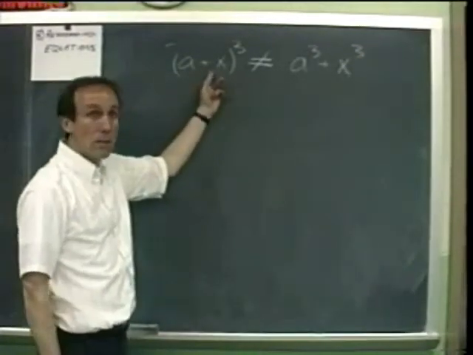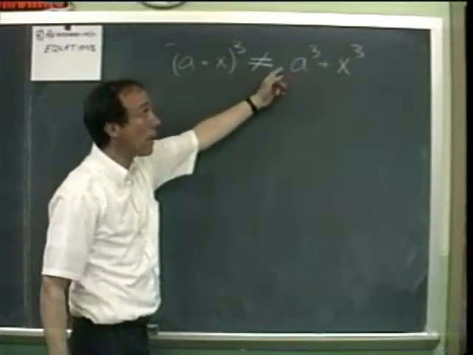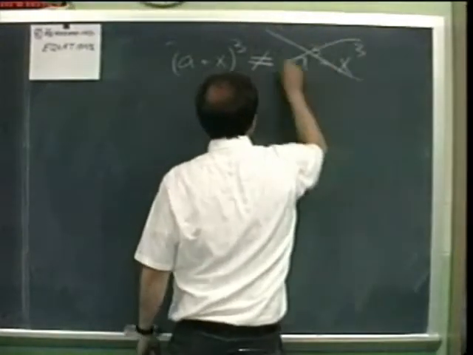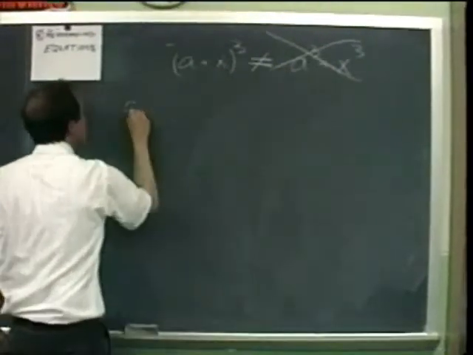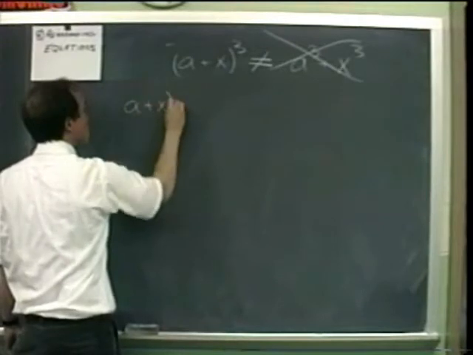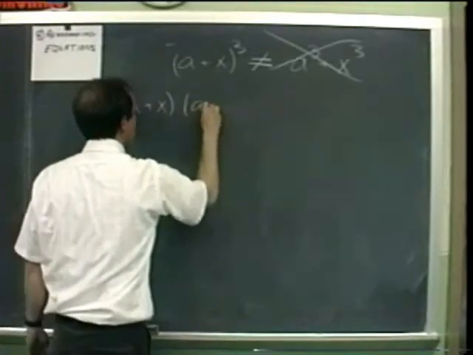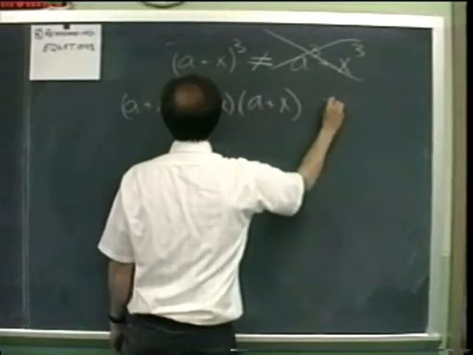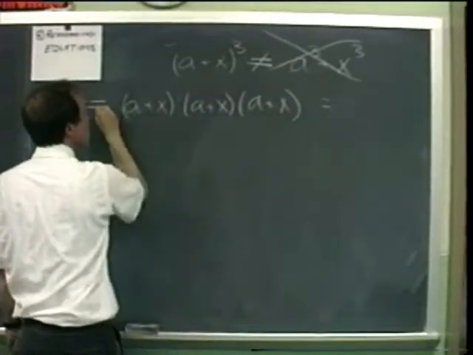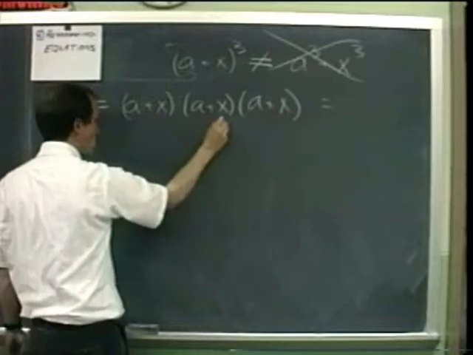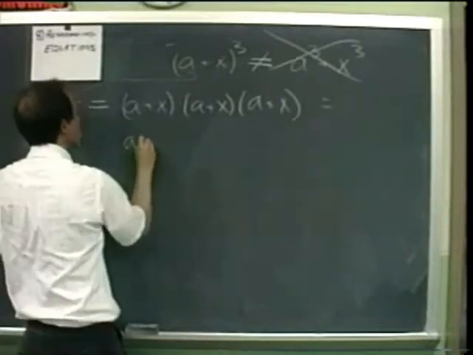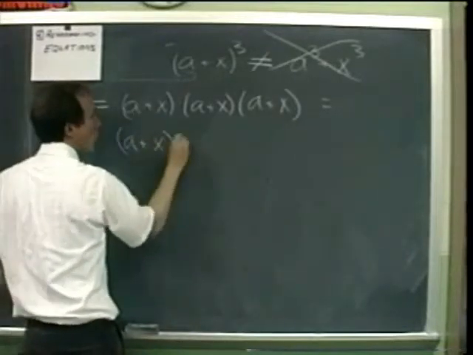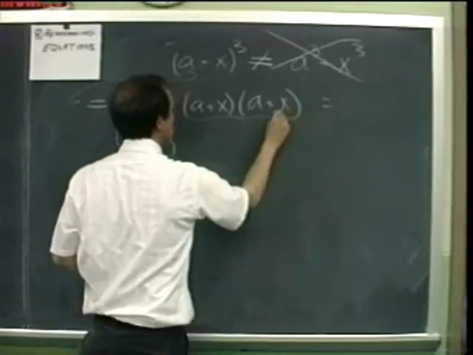A plus x all cubed is not a cubed plus x cubed. It's (a plus x) times (a plus x) times (a plus x). It is equal to this. I'm going to keep this the same. Go ahead and expand these two.